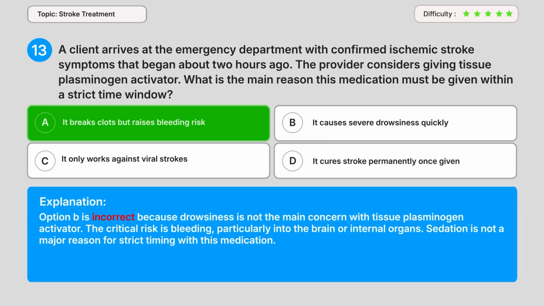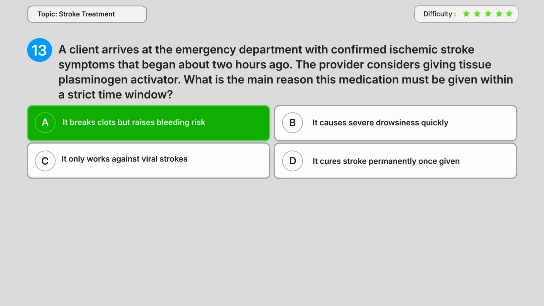Option B is incorrect because drowsiness is not the main concern with tissue plasminogen activator. The critical risk is bleeding, particularly into the brain or internal organs. Sedation is not a major reason for strict timing with this medication.